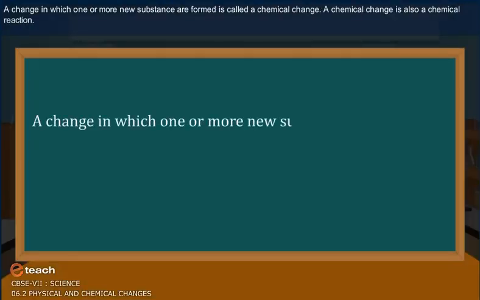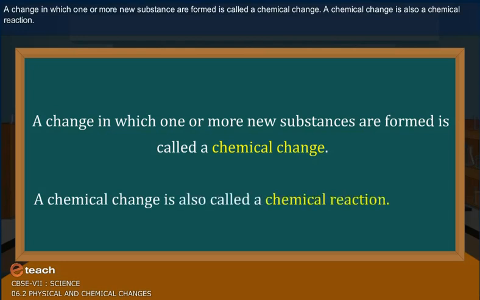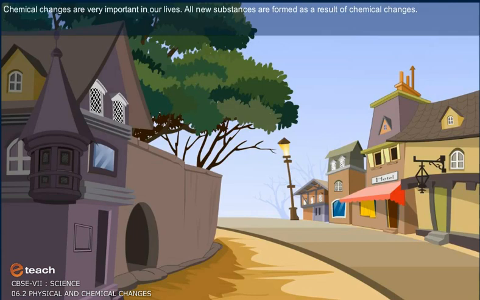A change in which one or more new substances are formed is called a chemical change. A chemical change is also a chemical reaction. Chemical changes are very important in our lives.